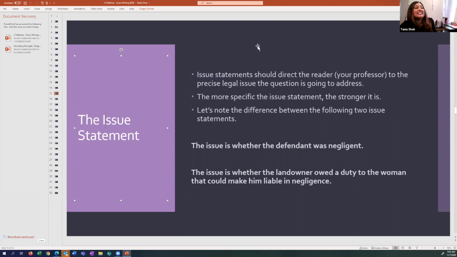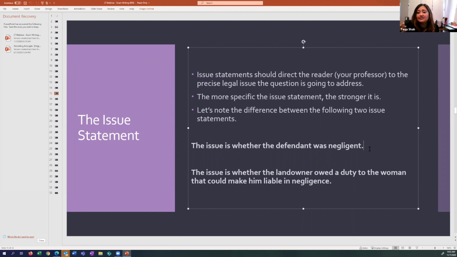So the more specific the issue statement, the stronger. Absolutely. If you just say, and we're going to get to this example in a second, and the issue is whether the defendant was negligent, that doesn't bring us into the fact pattern at all, right? That's maybe on your essay checklist, right?